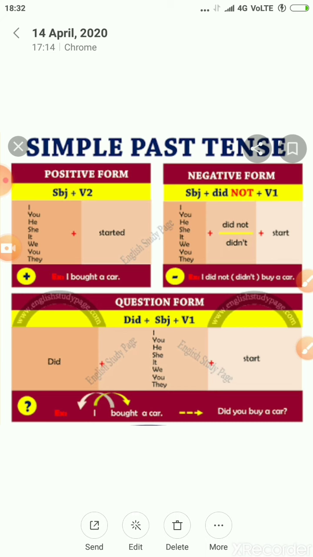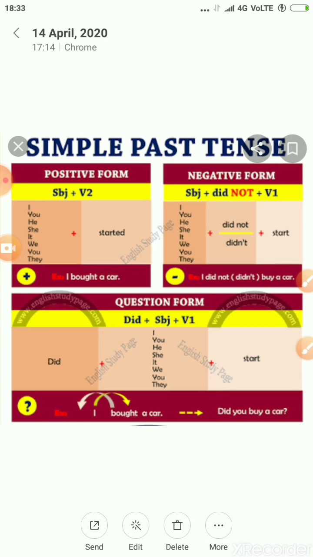So what is this? The structure is clear: subject plus did plus not plus V1 form, like write, like buy, like eat. So that means if you are using "did" in a sentence, you cannot change the main verb to V2 form. Likewise in question form, you can better understand; that will be quite simple for you.